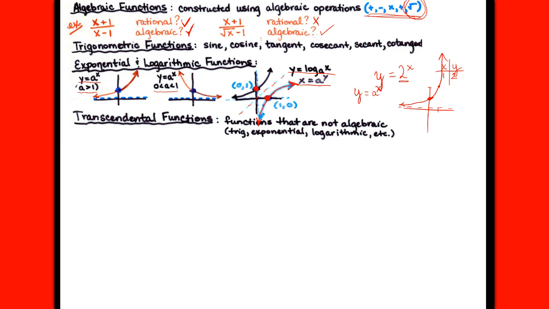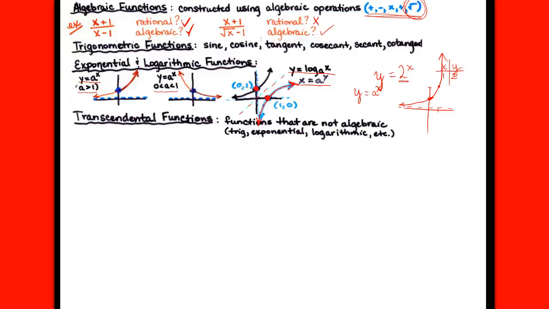All right, then on the middle of 35, transcendental functions. Basically, those are functions that are not algebraic. So a transcendental function could be something like a trigonometric function. You can't create a trig function by adding, subtracting, multiplying, dividing, and taking the square root, right? So that's why a trig function would not be algebraic.